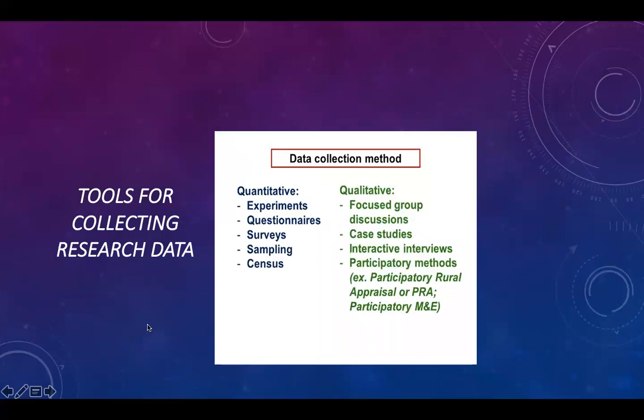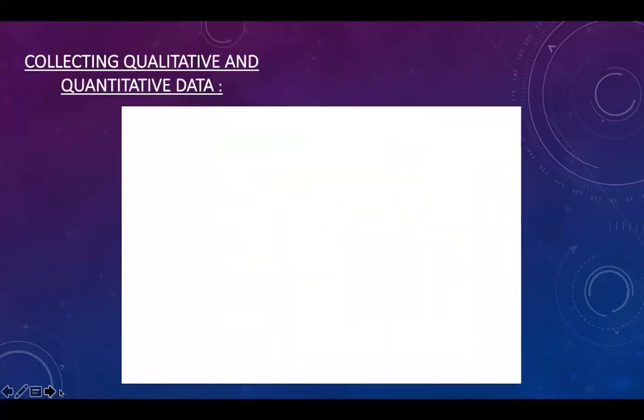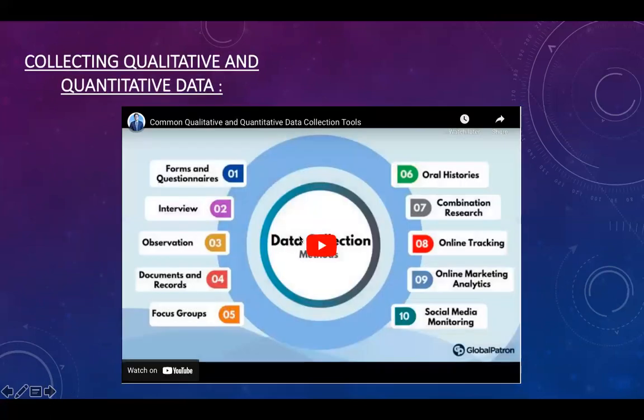Okay, very important, tools for collecting research data. So now that we're going to start getting into your research, it's important that you really identify what tools you're going to use to collect your data. So in quantitative, we're looking at experiments, questionnaires, surveys, sampling, and census. Versus qualitative, you're looking at focus group discussions, case studies, interactive interviews, and participatory methods. Here is a video on how to collect quantitative and qualitative data.